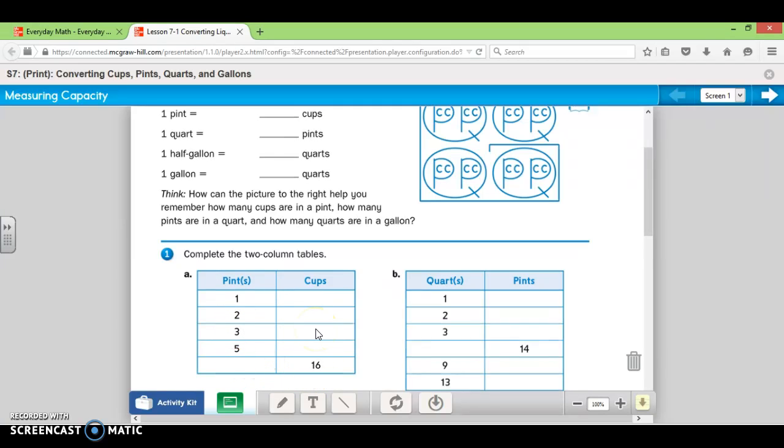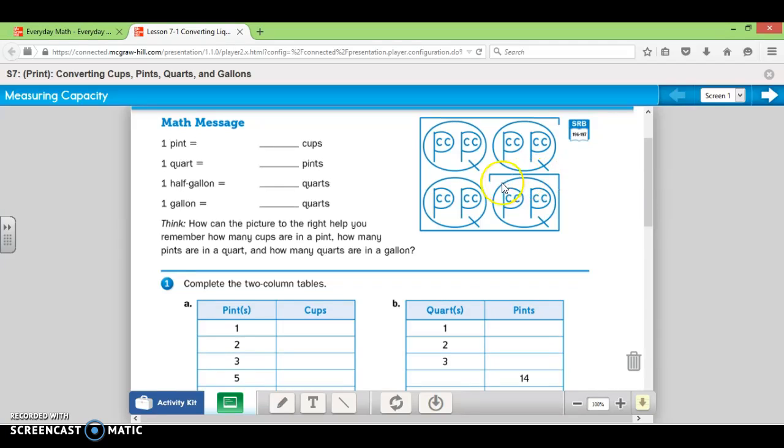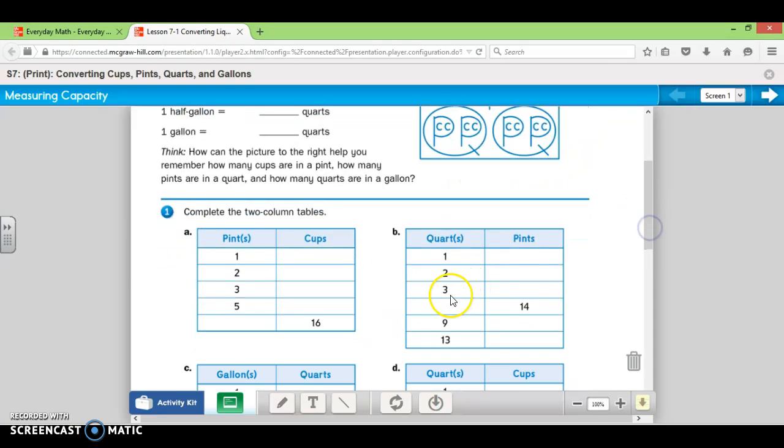Now let's look at quarts to pints. So 1 quart is equal to 2 pints, so it's 2. And 2 quarts would be 4 pints, 3 quarts would be 6. I want you to finish these 3.